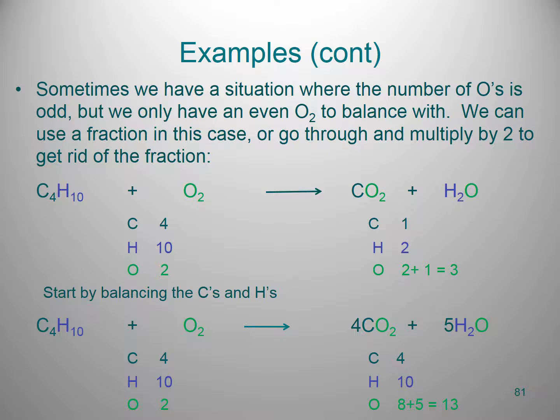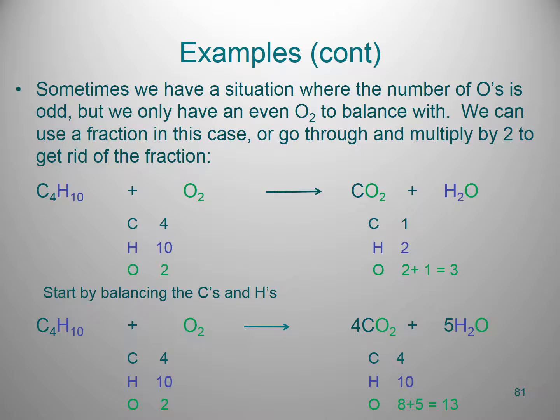So we've got 4 C's, 10 H's. But now if you add up the O's, we have 4 times 2 is 8, plus another 5 times 1 is 5, 13 oxygens on the right. Don't forget that 5 in the front, that coefficient distributes to the 2 H's and the O. So don't forget that. That's a common mistake.